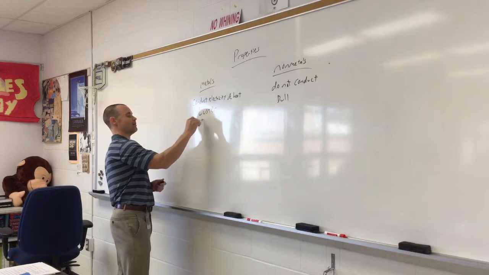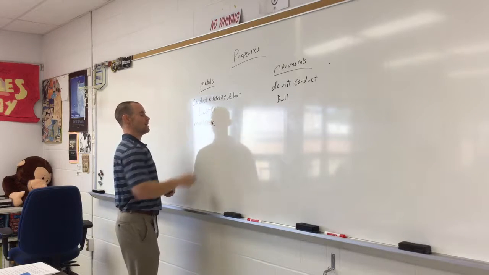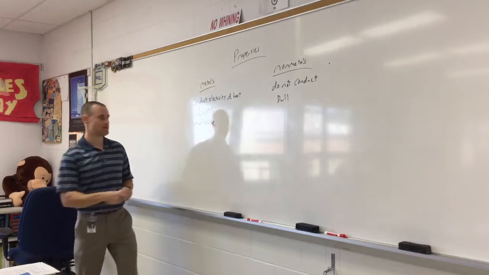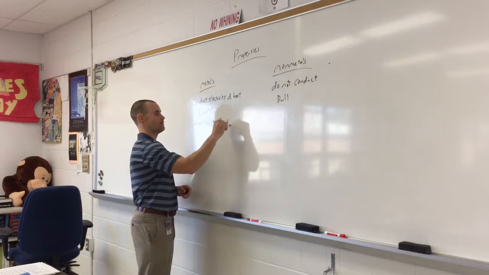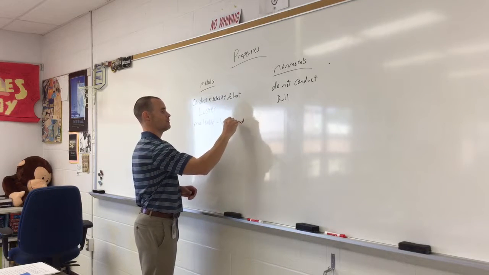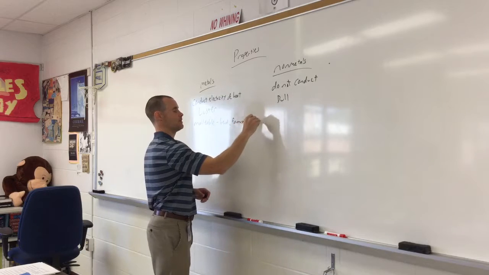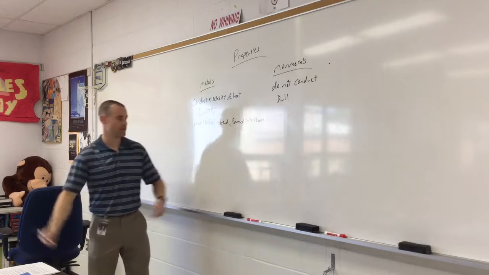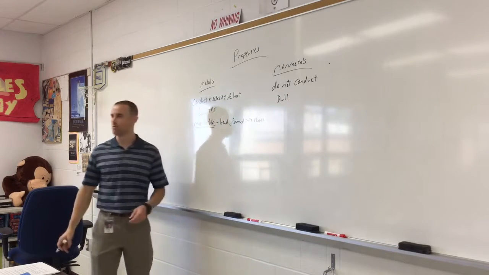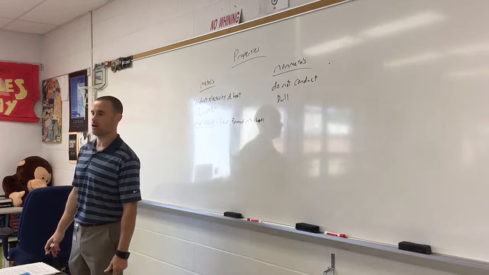Malleable, right. Metals are malleable, meaning they can bend. They can be formed into shapes, flattened into sheets. That's technically the definition. Who remembers the word for forming it into a wire?